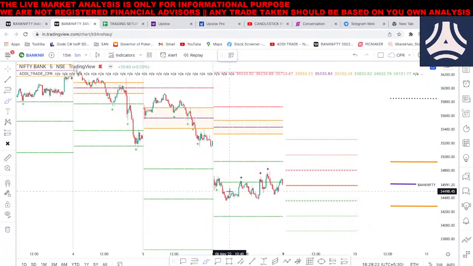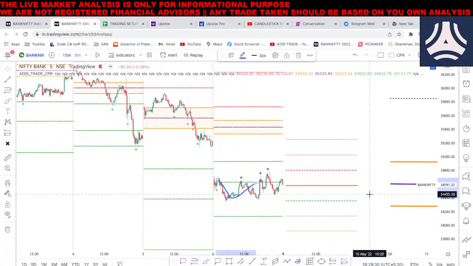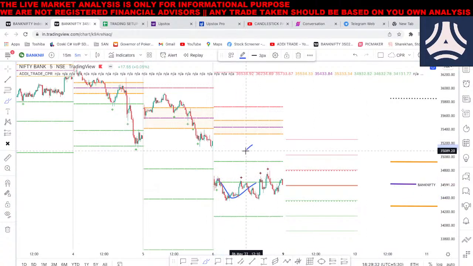See, on this Friday, we could have done other trading like scalping and selling options. Many things could be done, but based on the 4 CPR setups that I explained, there was no trade on Friday.